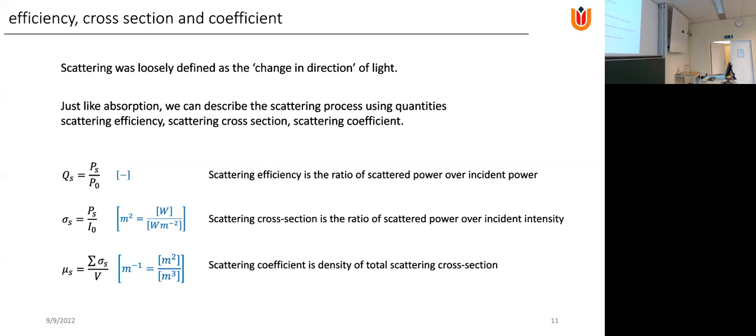And lastly, the definition of the scattering coefficient is also analogous to that of the absorption coefficient. It is the density of total scattering cross-section. So you take the scattering cross-sections of all the individual scatterers, you add them and divide them by the volume.